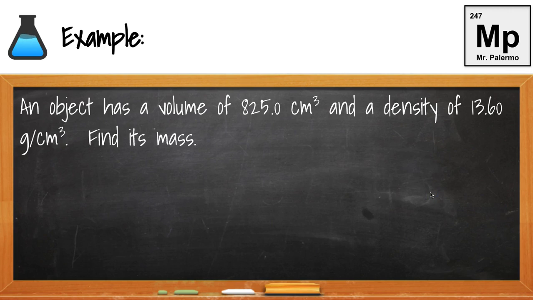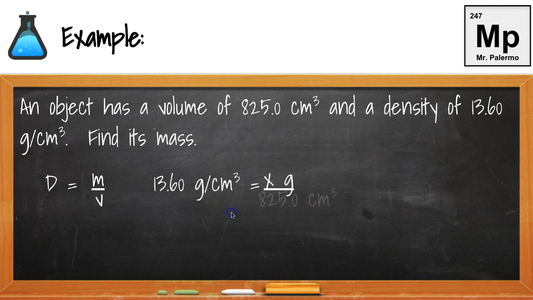Let's see another example. An object has a volume of 825 centimeters cubed and a density of 13.60 grams per centimeter cubed. We now want to find its mass. So we still use the same formula, but now we're solving for m, our mass. So we're going to place our values where they belong. So the density 13.60 goes here, and the volume 825 goes on the bottom here. And we set it up just like this.